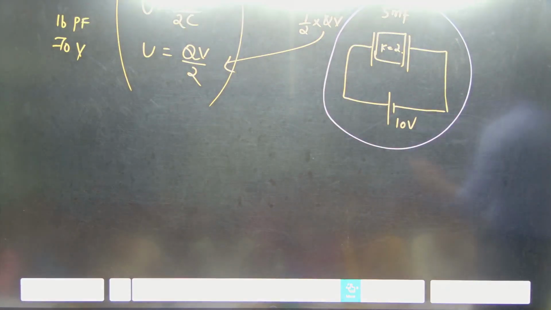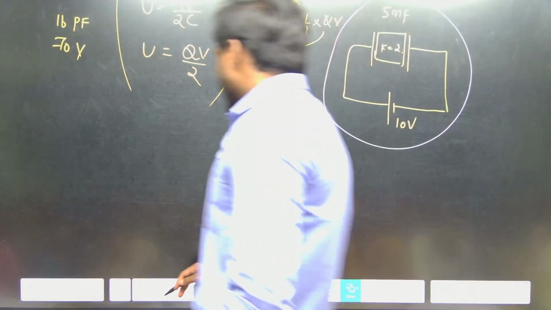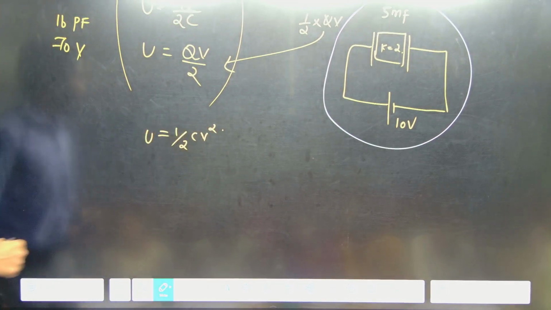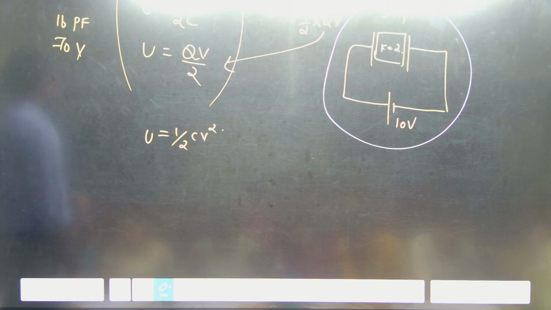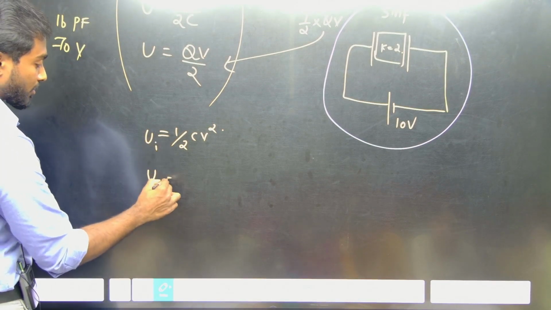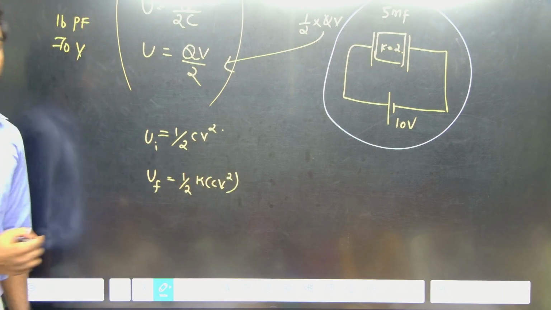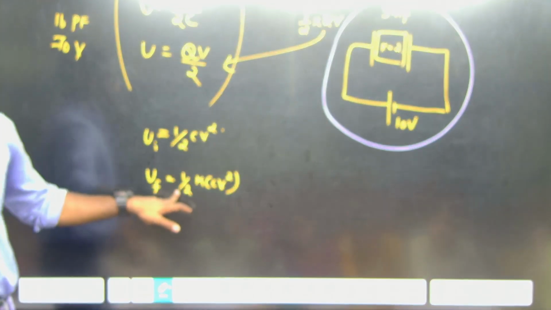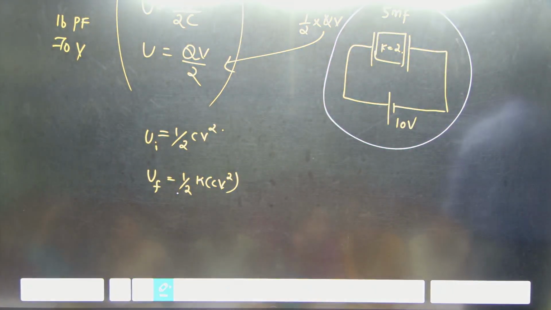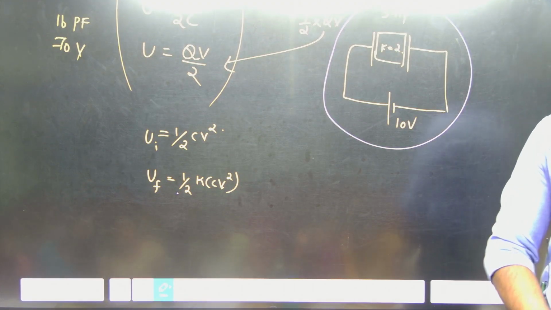First, I will give a hint for this question. First you need to find the energy, U equals half CV squared, before inserting the dielectric slab. Then I need to find the final energy, which is nothing but half K times CV squared, after I have inserted the dielectric slab. Then the change in energy gives the work done.